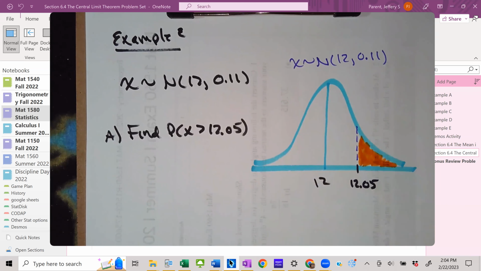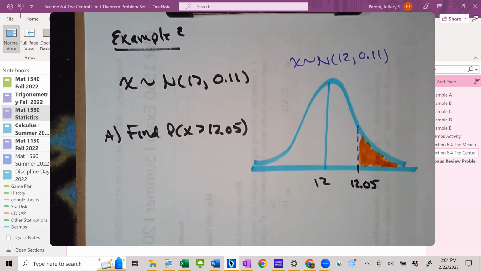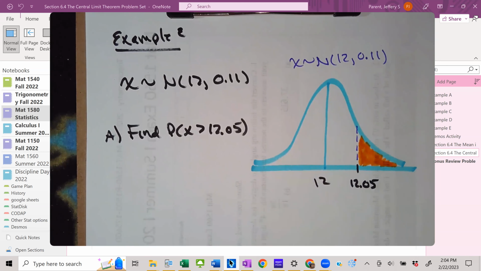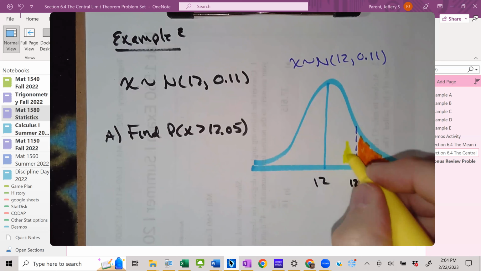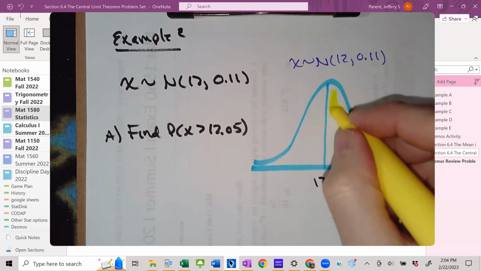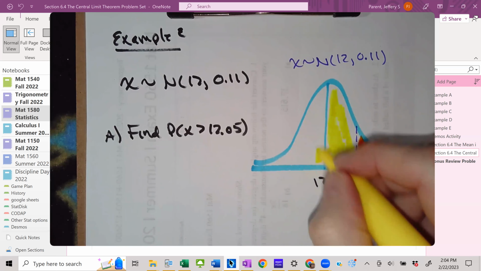Now to find that area, I'm going to use Google Sheets. But does Google Sheets give me this? Does it give me the area in the right tail? No, it gives you the left, so you'll have to subtract from 1. Yeah, well done. It gives you the area in the left tail. So this is what it's going to give me, this area over here.